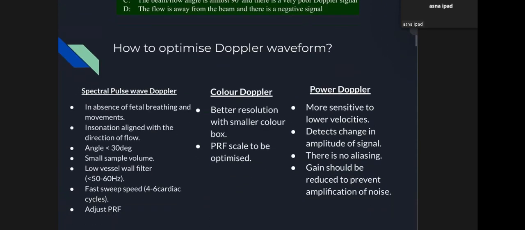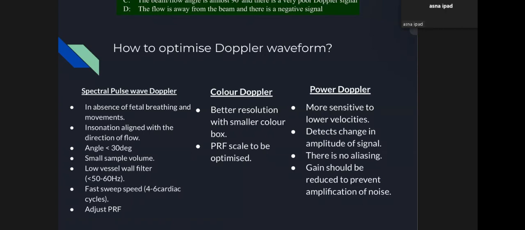So how do you optimize your Doppler waveform? Doppler modalities are based on three fundamental principles. The first is that moving structures change the frequency and wavelength of reflected sound waves. Second, analysis of components of reflected signals: the shift of frequency is measured in color Doppler and spectral Doppler. Shift in amplitude is measured by power Doppler. Color Doppler and power Doppler are pulsed techniques, whereas spectral Doppler can be pulsed or continuous.